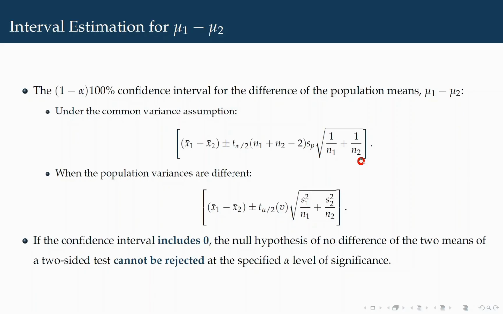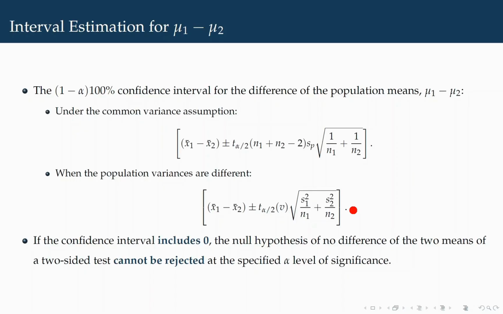And when we assume the population variances are different, in that case, instead of s pooled times root of 1 over n1 plus 1 over n2, here we need to use root of s1 square over n1 plus s2 square over n2. So this is for the case that the sample sizes are small.